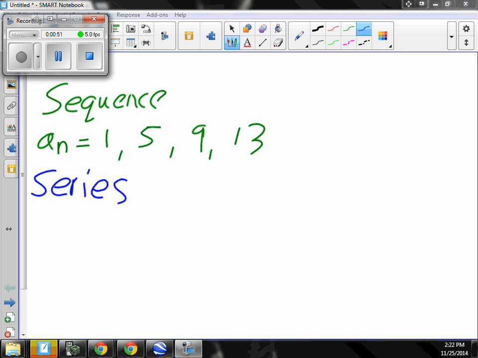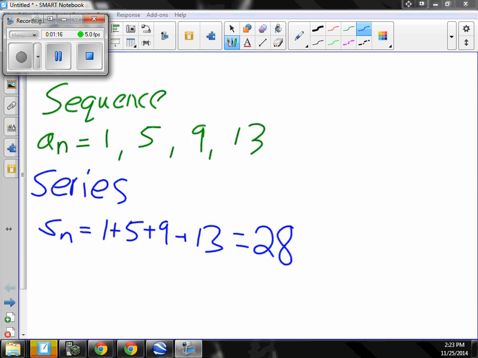So a series is denoted S sub n, with S standing for the sum of a sequence, which would be, in this case, 1 plus 5 plus 9 plus 13, which is 6, and 9 would be 15, and 28.